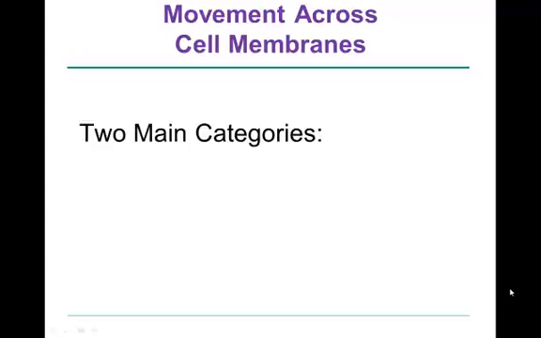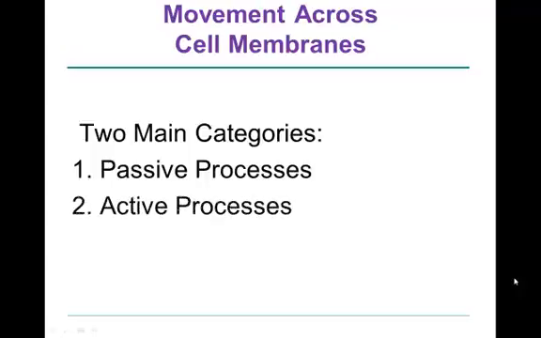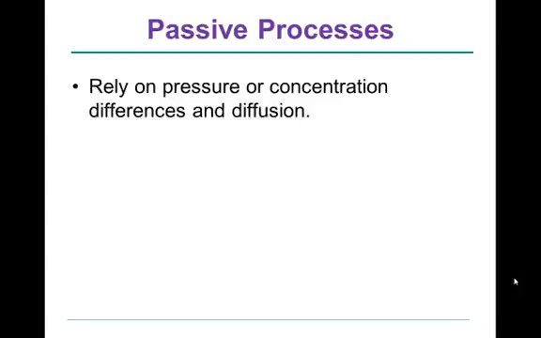The way that things move across cell membranes, we can categorize them into two main categories. First, passive processes. Second, active processes. And we'll describe what each of these means for you in turn at the appropriate time. First, we're going to discuss passive processes. These are processes that rely on pressure or concentration differences in the process of diffusion.